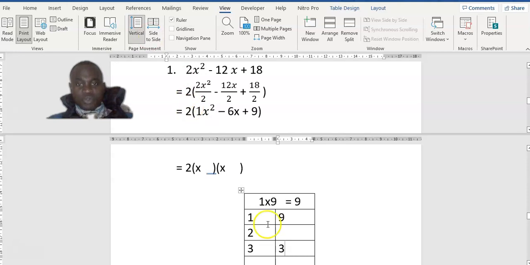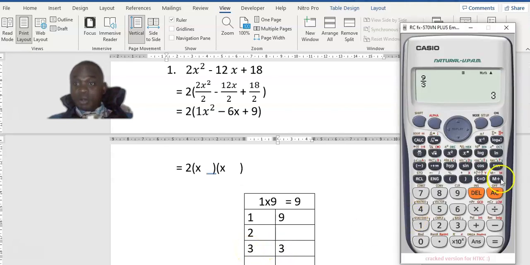Okay, so let's see whether it's going to give us the value here. So let's start with the plus. 3 plus 3 is what? 6. If you are not sure, use your calculator. 3 plus 3 is 6. But what we have here is minus 6, not 6.